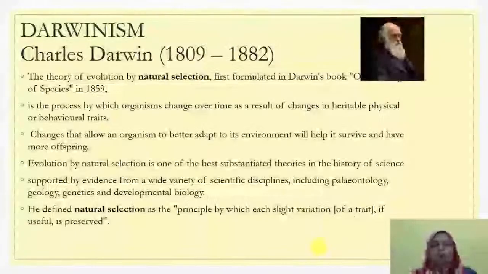So evolution by natural selection is one of the best substantiated theories in the history of science, and it's supported by evidence such as paleontology, geology, genetics, and developmental biology.